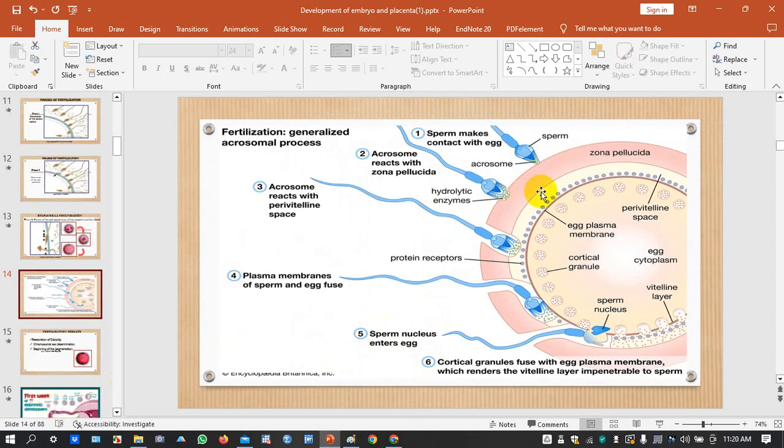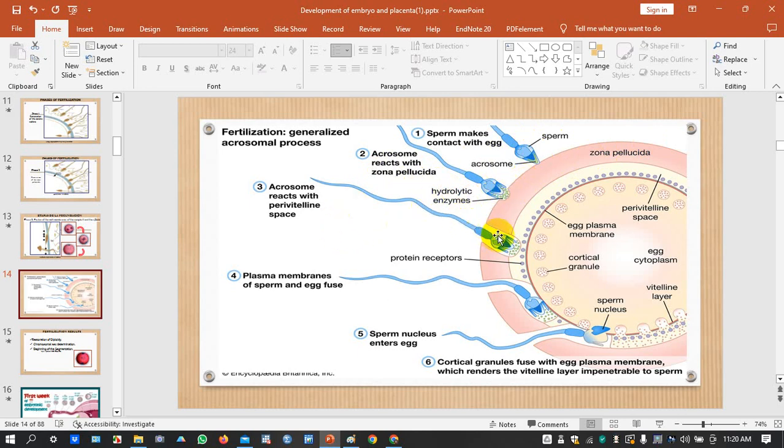So this is a general outlook on fertilization. For one, the sperm makes contact with the zona pellucida. This is the acrosome of the sperm, the green colored thing on the head of the sperm. Then number 2, the acrosome now releases hydrolytic enzymes which digest the walls of the zona pellucida.